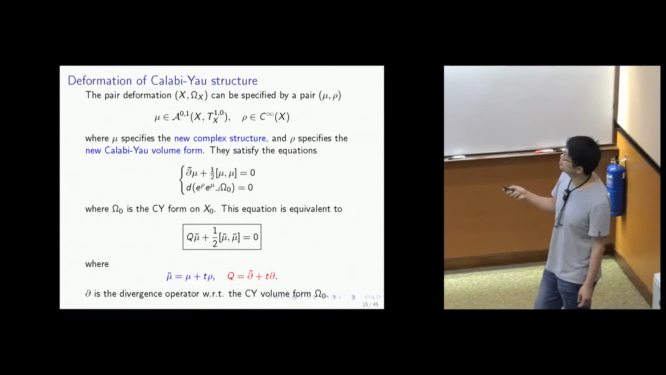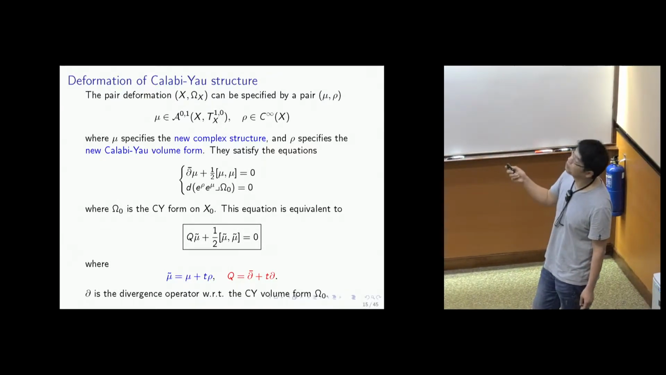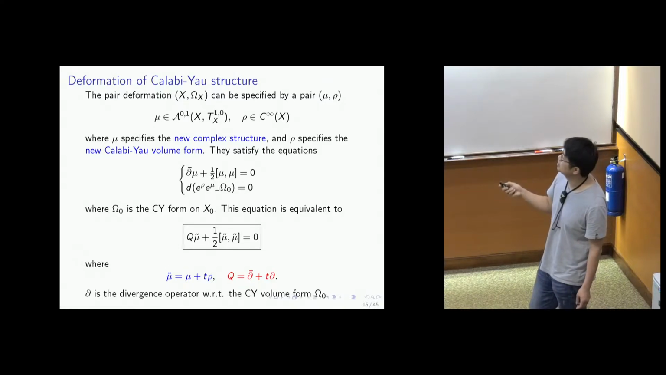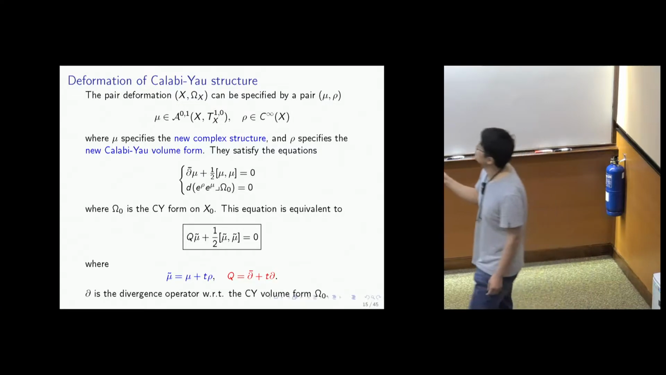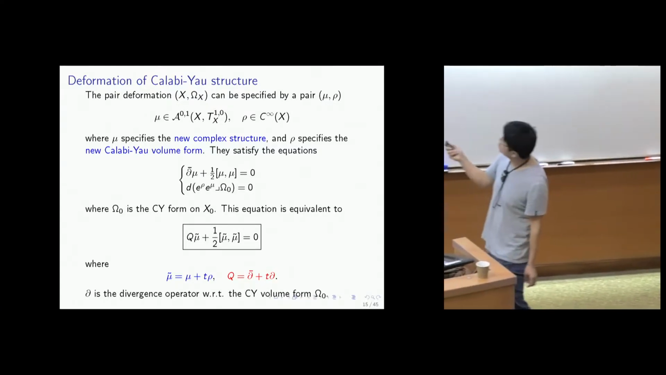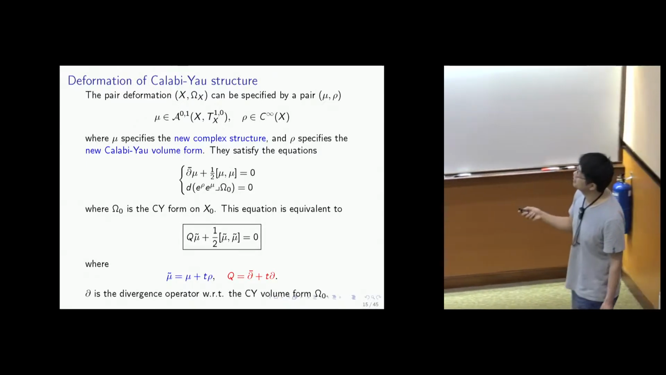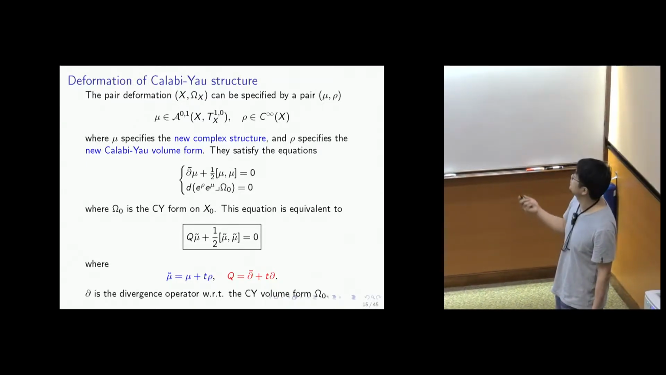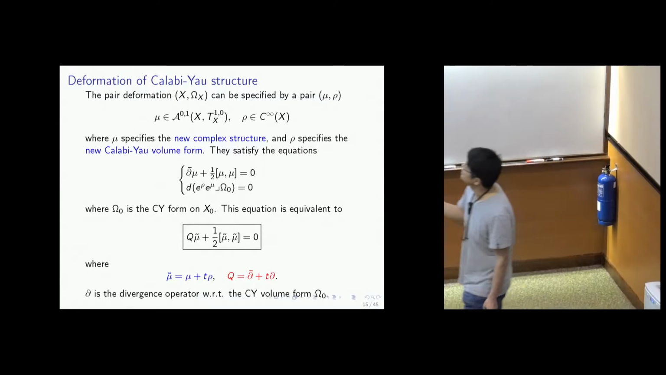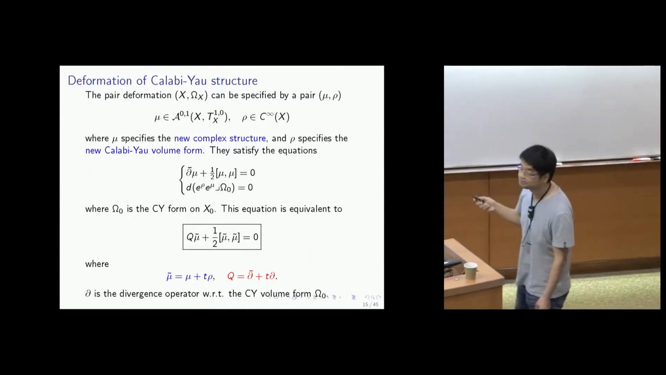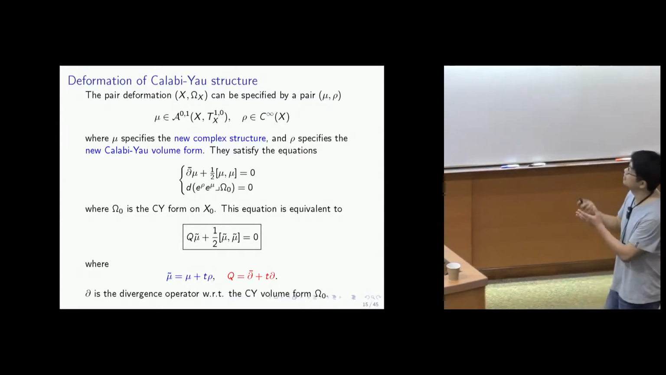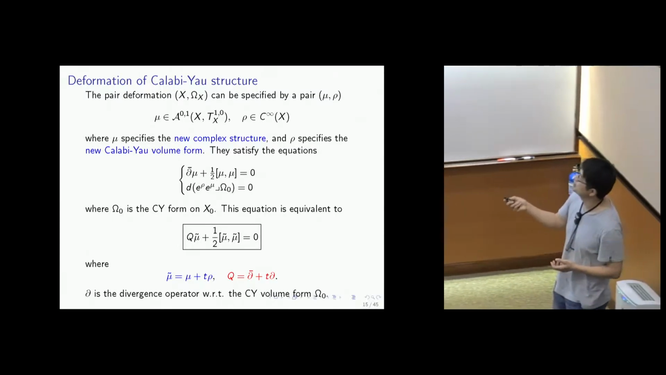So here, the mu tilde is a combination of this mu with the rho, that is, the complex structure and the volume form. And you can also cook up this operator, which is the deformation of the dbar operator. And the del operator is a divergence operator with respect to this Calabi-Yau volume form. And this single equation describes these two equations. So you see, to describe Calabi-Yau geometry, this is the essential equation.